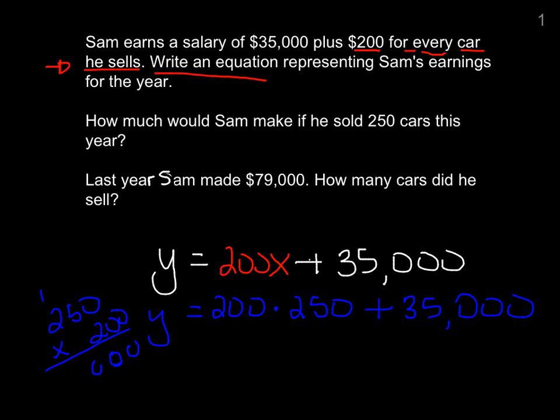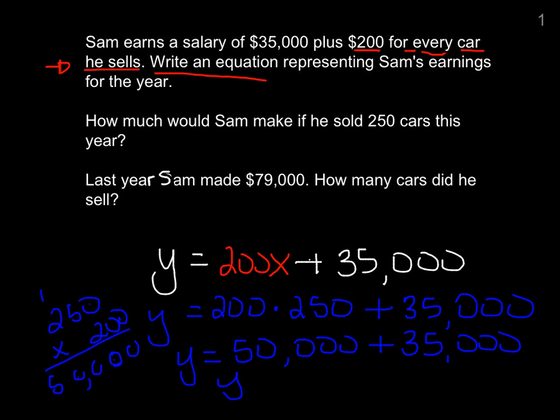Did I mess up? Nope. Oh, yep, I did. So there's 2 zeros there, then that 0. 2 times 5 is 10. 2 times 2 is 4, plus 1 is 5. So we got $50,000 from the cars. So really that's the most important thing, sell those cars, because $35,000 is his base salary. So he made $85,000 selling 250 cars.